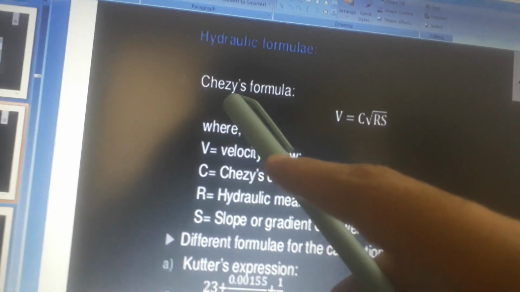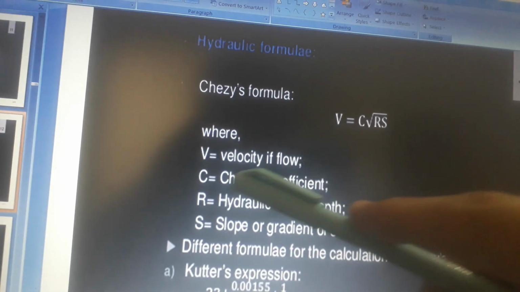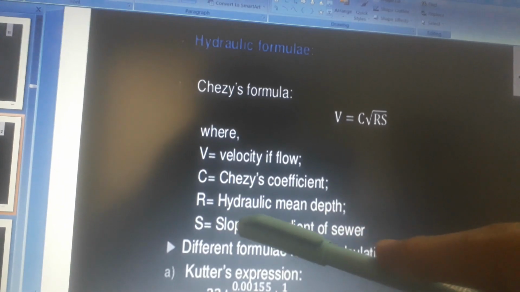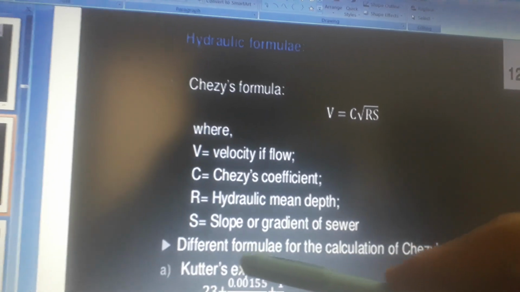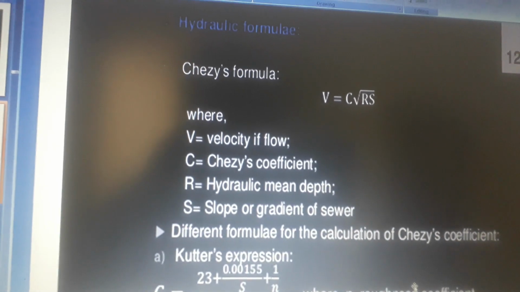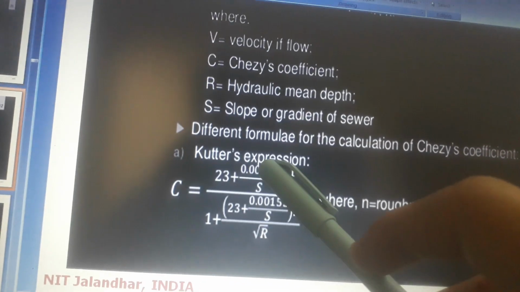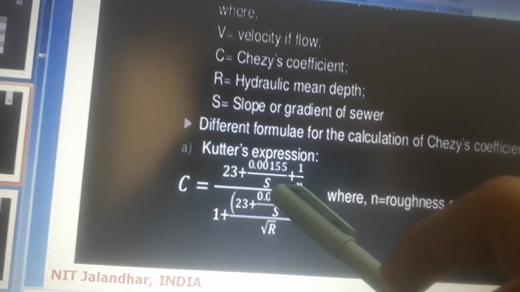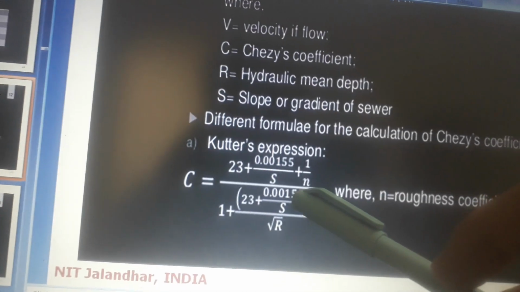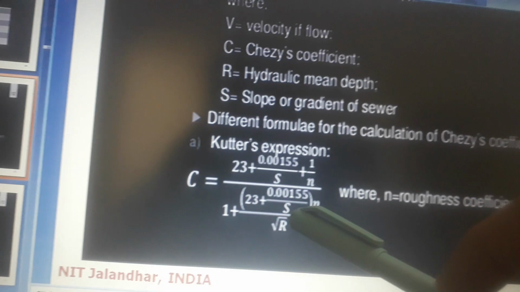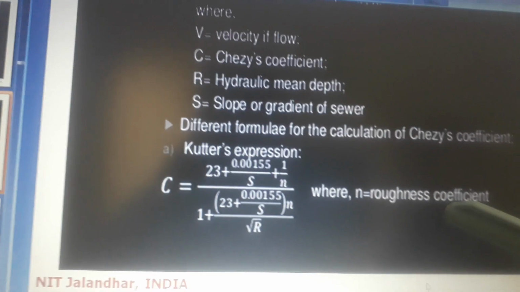Hydraulic formula. Chezy's formula: V = C√(RS), where V is the velocity of flow, C is Chezy's coefficient, R is the hydraulic mean depth, S is the slope or gradient of the sewer. Different formulas exist for calculation of Chezy's coefficient. Kutter's expression: C = [23 + 0.00155/S + 1/N] / [1 + (23 + 0.00155/S) × N/√R], where N is the roughness coefficient.